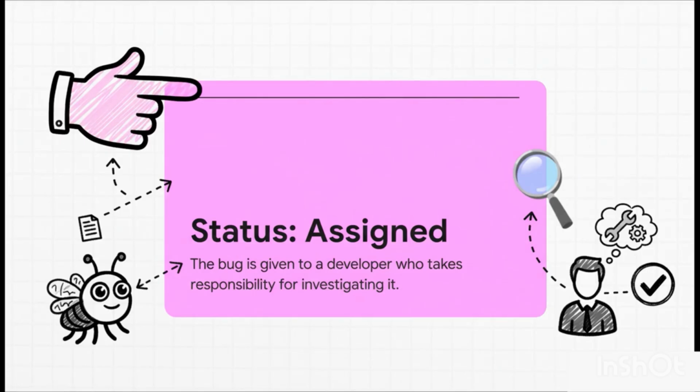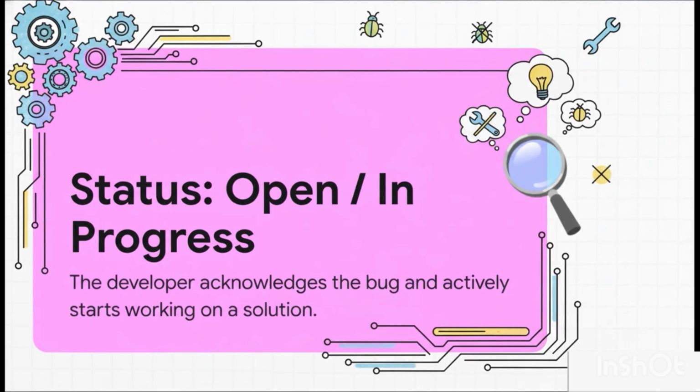First stop, assigned. This is the official handoff. The bug report gets looked at and lands on a specific developer's to-do list. From that point on, that developer owns the problem. It's their job to dig in and find the root cause. Next, the status flips over to open or in progress.